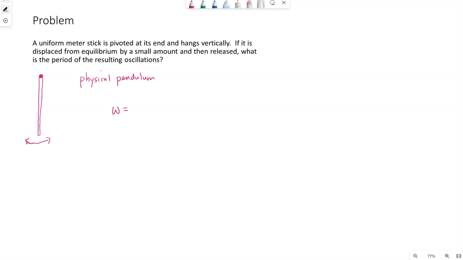For a physical pendulum, we know that omega is the square root of mgl over I. Well, omega is 2 pi f, or 2 pi over T, so the period of a physical pendulum will be 2 pi times the square root of I over mgl.